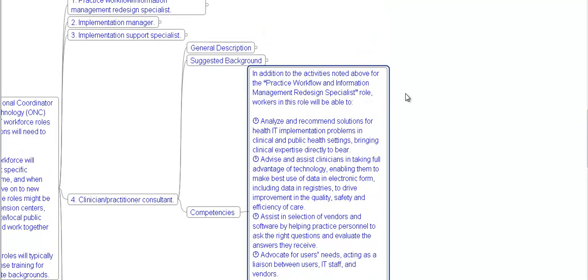In addition to the activities noted above for the practice workflow information management redesign specialist role, workers in this role will be able to analyze and recommend solutions for health IT implementation problems in clinical and public health settings, bringing clinical expertise directly to bear. Advise and assist clinicians in taking full advantage of technology, enabling them to make best use of data in electronic forms, including data in registries, to drive improvement in the quality, safety, and efficiency of care.